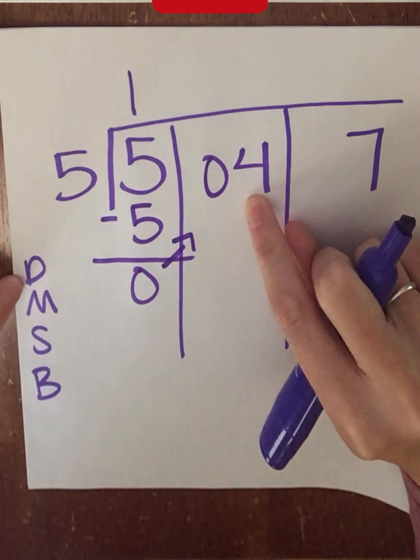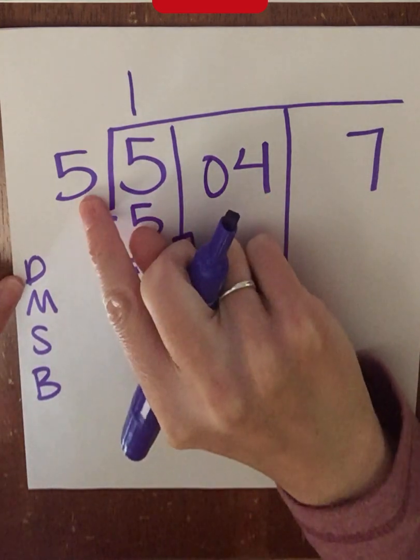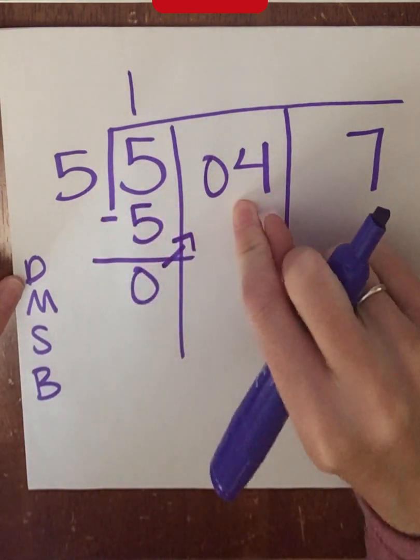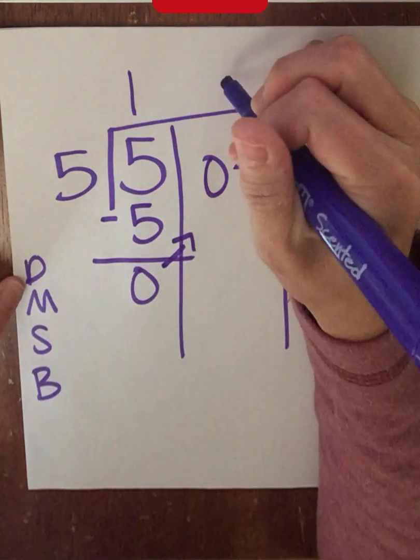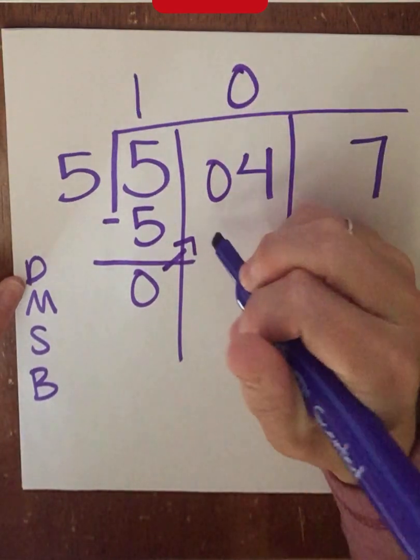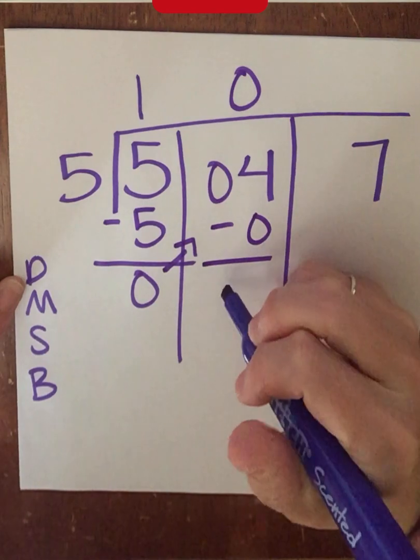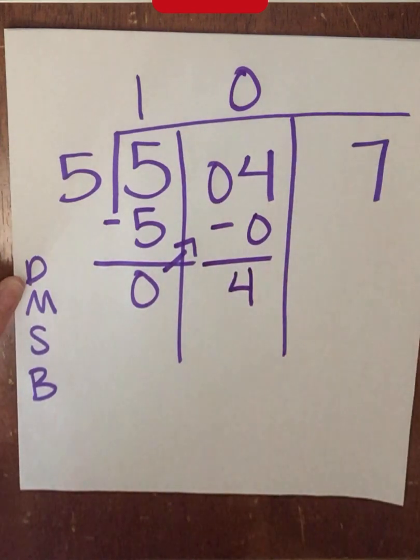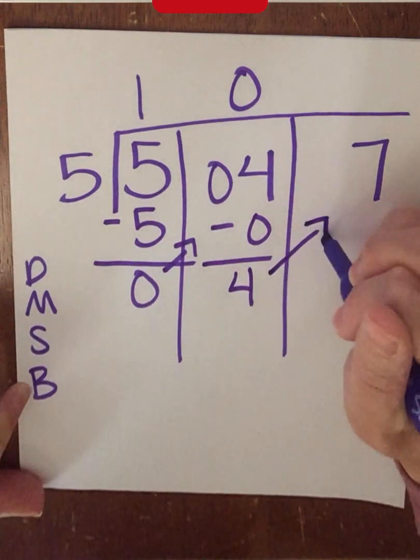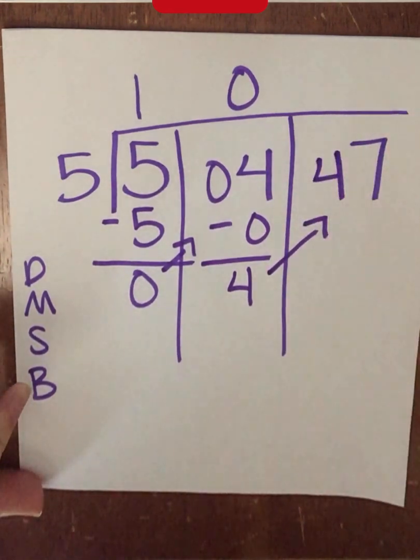I'm going to go back to my divide step, and I'm going to see, can I take a group of 5 away from the number 4? In this case, no, I can't. So I'm going to write a 0 up here. And I'm going to subtract 0 because I'm not taking anything away from this group of 4, okay? So now I'm on the B step, I need to bring over. So I'm going to bring over this 4 up here, and this gives me the number 47.